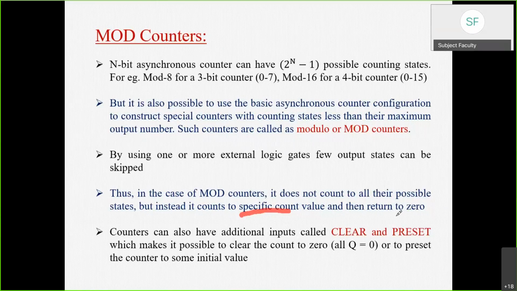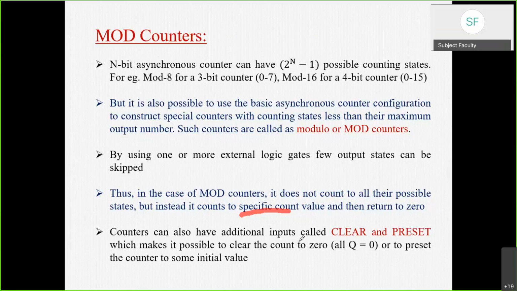Okay, so for example, again I am taking the same example, suppose my counter is a mod 6 counter. That means it will count 6 states, and then it will reset itself. That means the next state will be 0, 0, 0. Similarly, if my counter is a mod 10 counter, then on the 11th cycle, my counter will be reset.